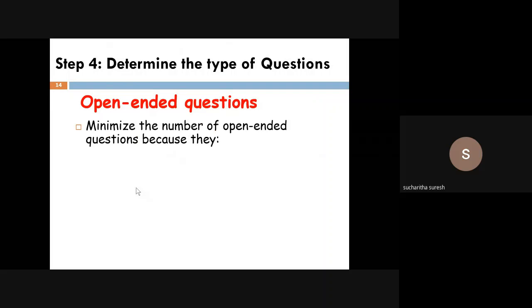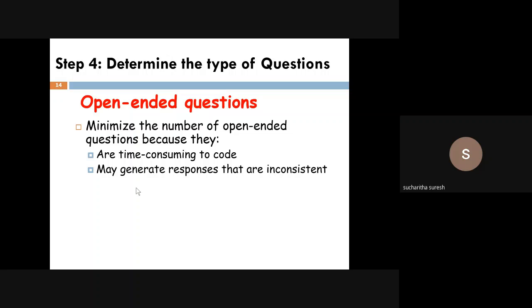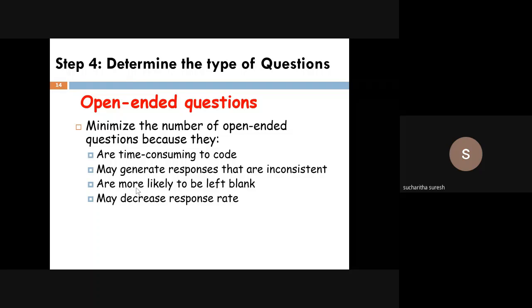Minimize the number of open-ended questions because they are time consuming to code, may generate responses that are inconsistent, they are more likely to be left blank, and they may decrease response rate. Yeah, difficult to analyze. All right. So with open-ended questions, preparation of the questionnaire is easy.